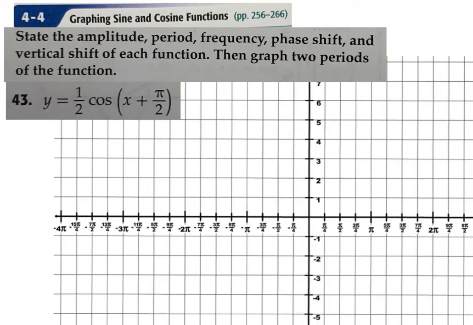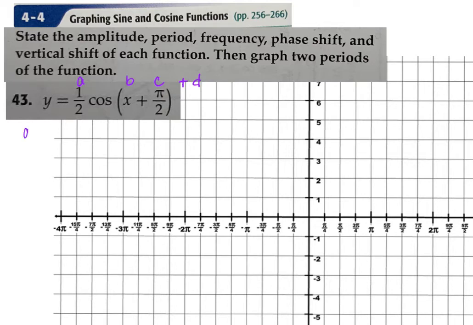All right, so this is what you would have done on bell work. Your question will look much like this: amplitude, period, frequency, phase shift, vertical shift of each function. And so you have to keep in mind the standard form, A cosine of B plus C, and then we have a plus D over here. And that's where all of these questions are going to come from.